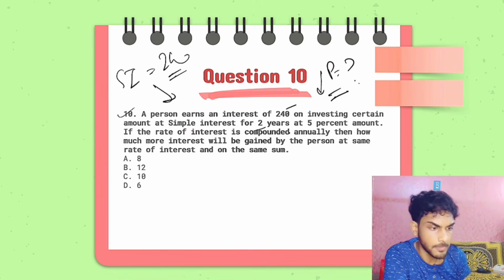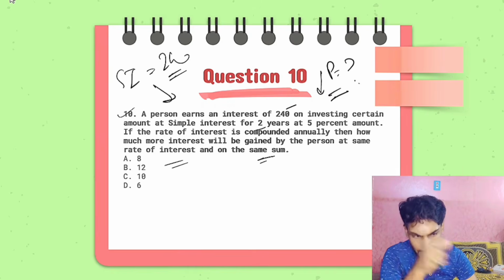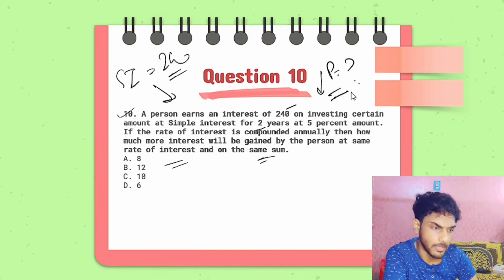Once you find out the principal, then how much more interest will be gained by the person at the same rate of interest on the same sum? So basically, same sum, the principal we are already finding out from here. We'll be using it over here. Compound interest is asked, and the rate is also the same, right?